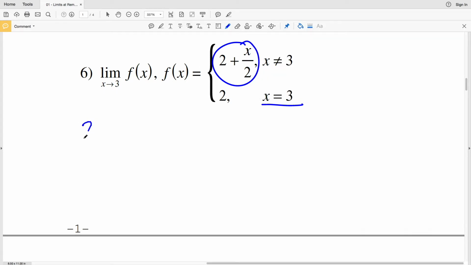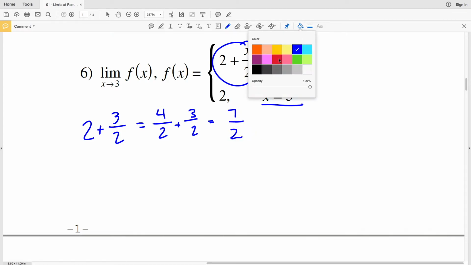So we're taking 2 and then adding that to x over 2, where x we're plugging in a value of 3. So that's 3 over 2, which from here, I'll write this over a common denominator. And 2 in terms of halves is 4 halves. So 4 halves plus 3 halves equals 7 halves. So 7 halves is our limit in number 6.